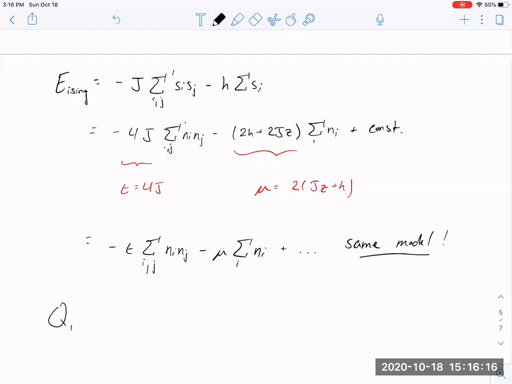More strongly, Q Ising, the partition function for the Ising model, is up to that constant, the partition function for the lattice gas. So in fact, studying one, the Ising model, for example, has an exact mapping to the study of the other model, the lattice gas. The partition functions are the same up to a constant, which means that expectation values are exactly the same.